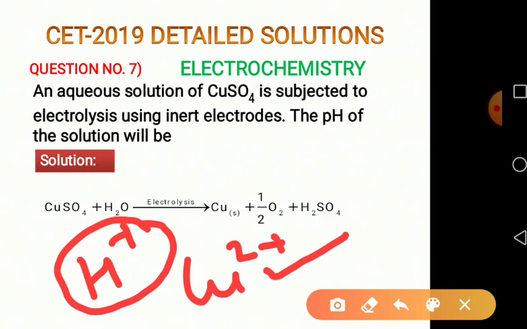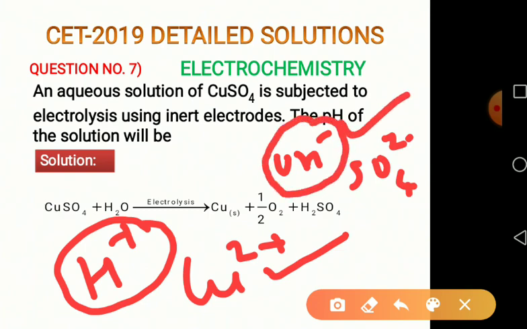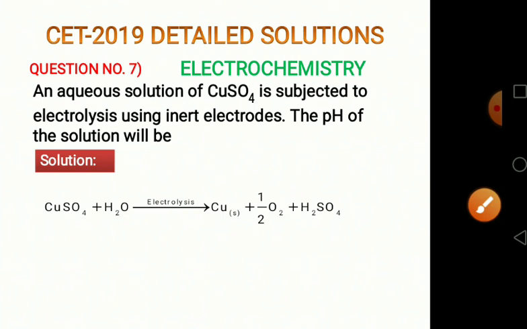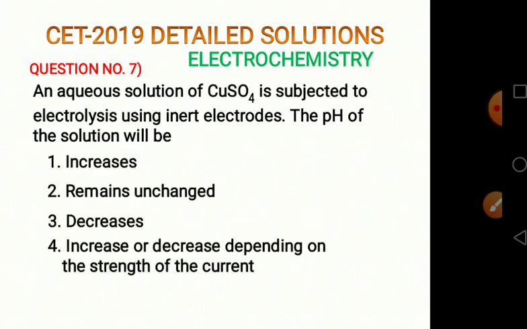And then for the negative charges, OH minus and SO4 2 minus, out of these, SO4 2 minus requires more potential, so OH minus requires less potential. So OH minus is going to deposit as oxygen gas. Hence remember, H2SO4 is present in the solution. The H2SO4 solution becomes what? Acidic in nature. In an acidic solution, remember, pH will always be less. Hence the answer is decreases.